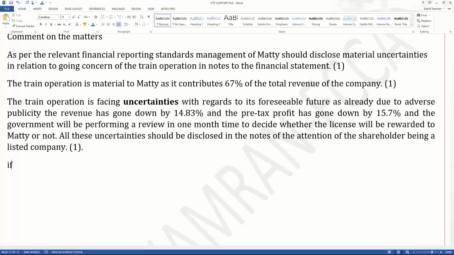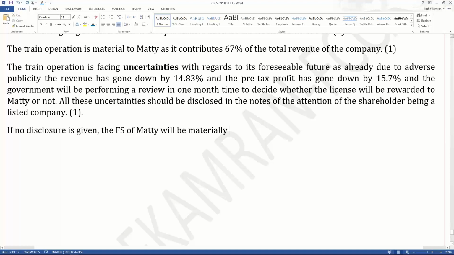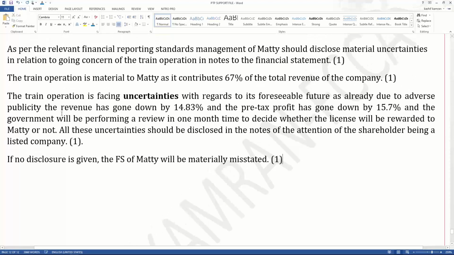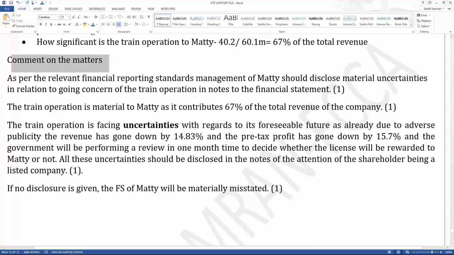Then fourth, if no disclosure is given, the financial statements of METI will be materially misstated. We are solving part 1, right? In part 2, the examiner is saying the management is not adjusting anything, but we are solving part 1 in isolation of part 2. So if no disclosure is given, the financial statements of METI will be materially misstated because it's a going concern disclosure. We talked about the risk and the impact for 1 mark. Now see, we got 4 marks from comment on the matters.